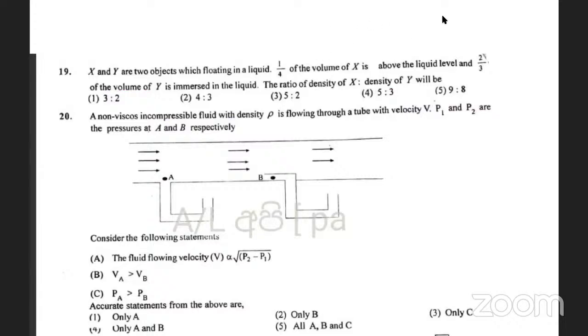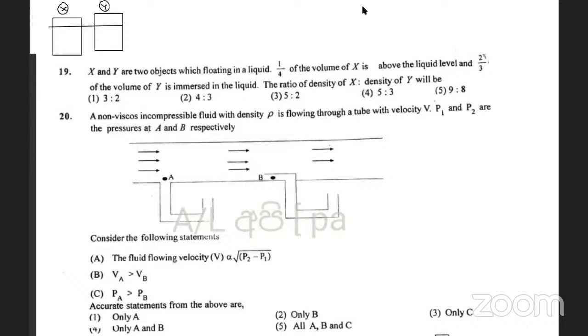So let me quickly finish this off. What is the question about? X and Y, two objects floating, 1/4. So we'll draw both together. 1/4 of X is above the liquid level, like this, and Y, 2/3 of volume is immersed in the liquid. 2/3 of volume is immersed in the liquid for Y. So this is how X and Y are going to look like. So this is our X, this is our Y.